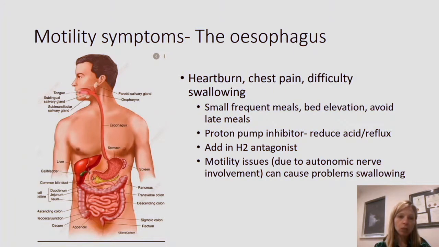The motility issue, so the difficulty with the foods getting stuck, is trickier to manage. On occasion, your doctor may prescribe a calcium channel inhibitor to try and relax some of those muscles, but it's unclear how effective that is in amyloidosis.